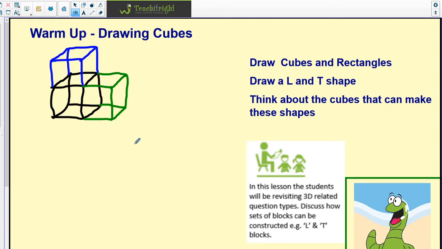Children, I recommend you spend maybe 5 minutes, not much more, having a practice. See if you can draw me an L shape, see if you can draw me a T shape, slightly harder, and then just think about the cubes that will make these shapes. If you're one of my students who've practiced before, you can be a bit more exciting.